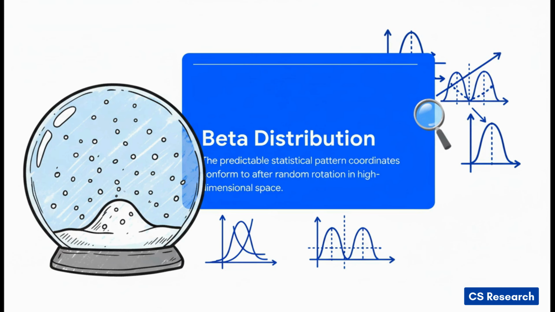Let's just sit with that for a second, because the beta distribution is the secret ingredient. It's this wild, counterintuitive fact about geometry in high dimensions. You could have a vector where the numbers are completely random, all over the place.